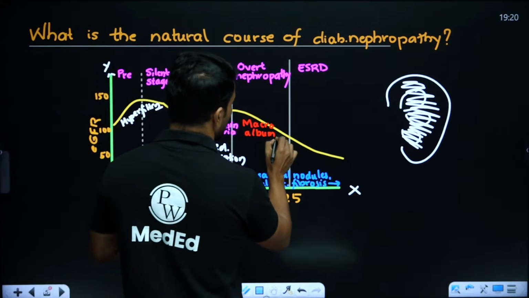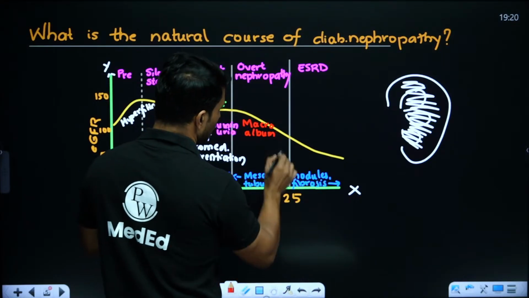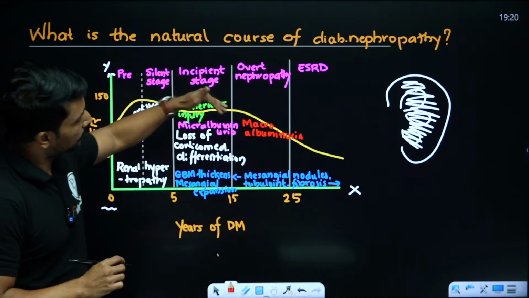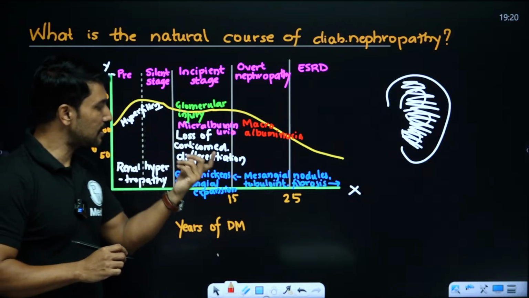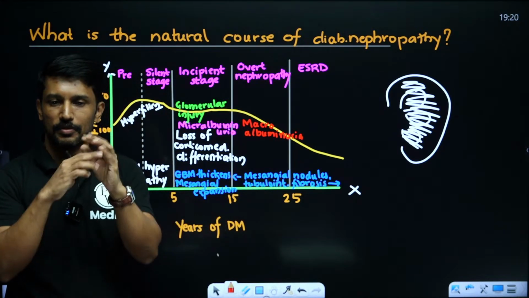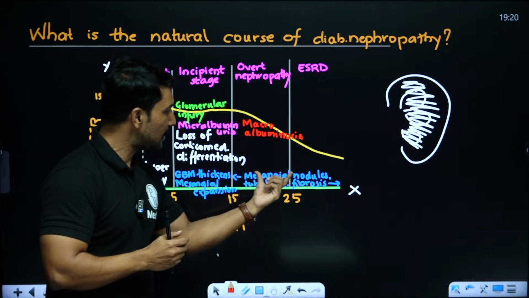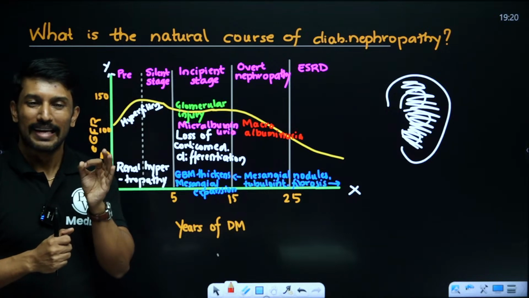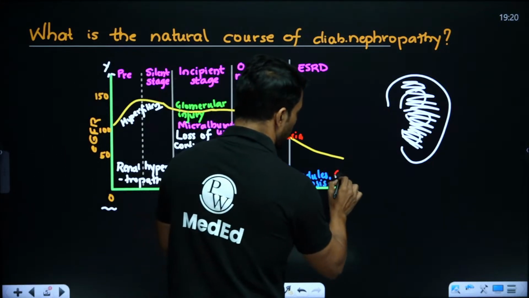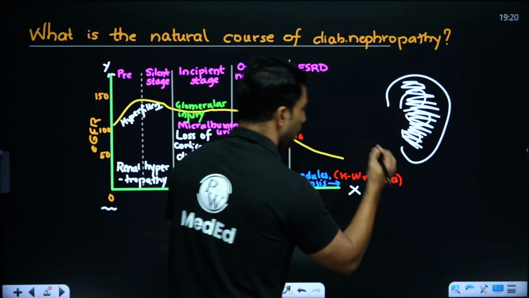So at this stage, I start developing macroalbuminuria. So I start losing larger quantity of albumin in the urine. GFR continues to decline. At this stage, if I get the biopsy, we start noticing that the interstitium, the connective tissue, and the renal tubules are all getting fibrosed, and mesangial nodules, which you call as Kimmelstiel-Wilson nodules, start becoming evident. It's called Kimmelstiel-Wilson nodules, which is a very important MCQ from pathology.